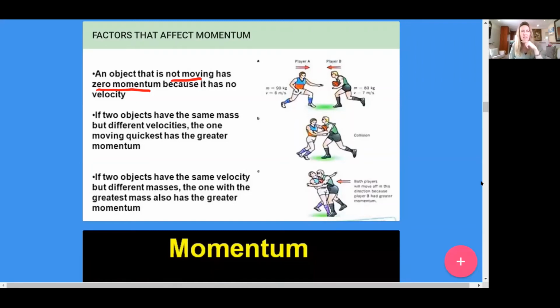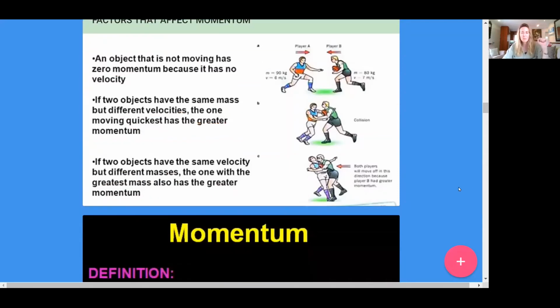An interesting example of particles with no mass are actually photons, the smallest particles of light. But they have such a great velocity that they still have momentum. All right, so we can also see that if you have two objects with the same mass but different velocities, the one moving fastest will have the greater momentum. If two objects have the same velocity but they have different masses, the one with the greatest mass will have the greater momentum. So these are the factors that affect momentum.